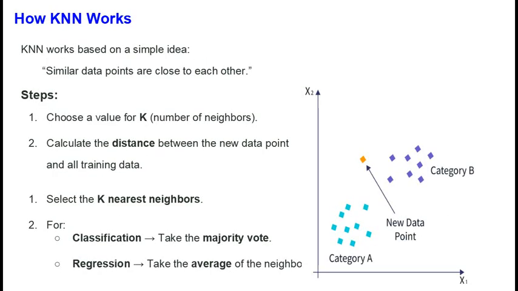For classification, take the majority vote. For regression, calculate the average value of the data points. This simple process helps us make predictions effectively. This graph shows that, suppose this is the new point, we can find the K nearest values, and based on that we can classify data into different categories.